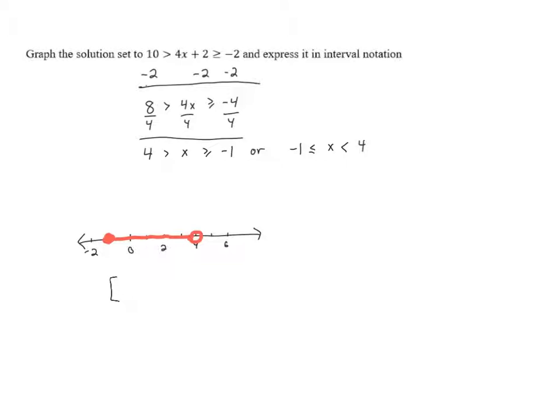It's going to be bracket negative 1, comma 4, parenthesis. And as I'm writing this, I think this is even a better reason why we might want to switch things around, because then the negative 1 is on the left and the 4 is on the right, so everything matches up a little bit better. This second one looks a bit nicer, but it's not required by any means, because even without that, we can figure out what the graph and the interval notation are. So regardless of how you write the inequality, this ends up being our final answer.